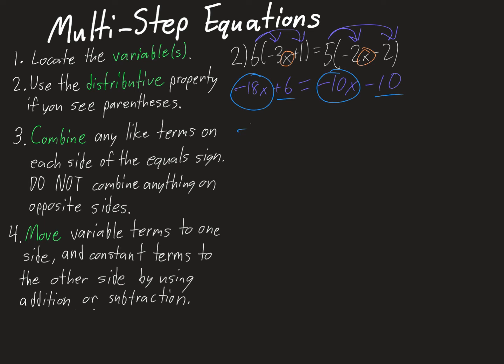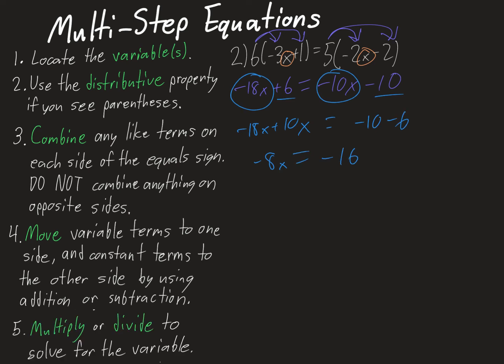So, we now have negative 18x plus 10x, which gives us a negative 8x. And on the other side, we now have negative 10 minus 6, which gives us a negative 16. Finally, we will multiply or divide to solve for the variable. In this case, we are multiplying x by negative 8, so to get the variable by itself, we will need to divide by negative 8 on both sides. We are left with x on the left and negative 16 divided by negative 8, which is positive 2 on the right.